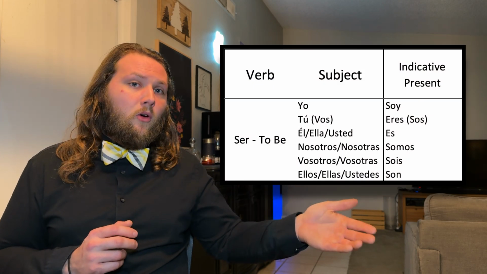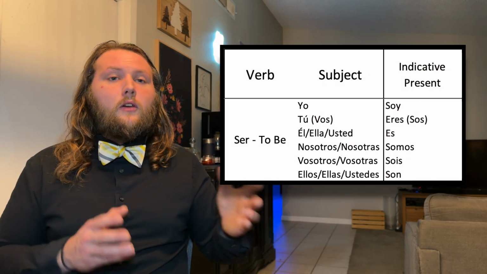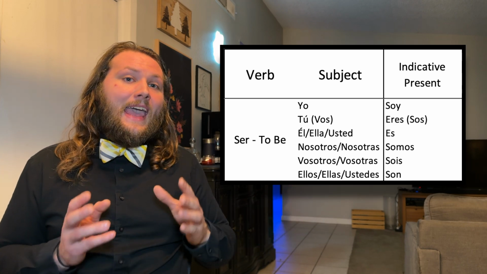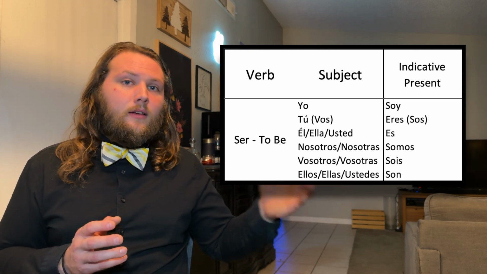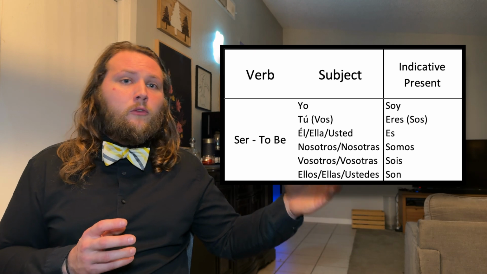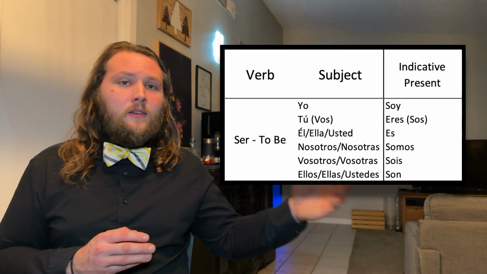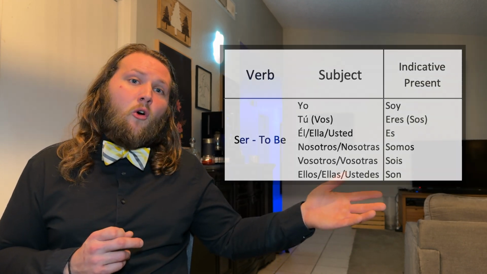Our other highly irregular verb is ser, which conjugates as yo soy, tú eres, vos sos, él, ella, usted es, nosotros, nosotras somos, vosotros, vosotras sois, and ellos, ellas, ustedes son.